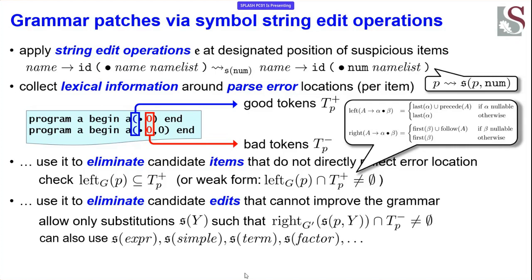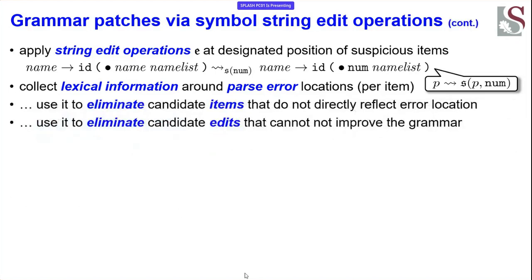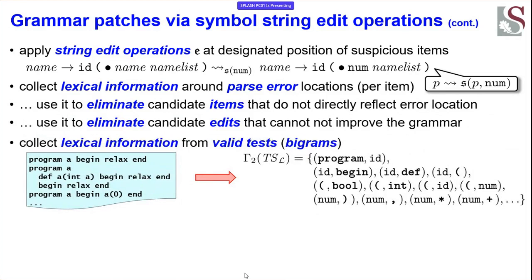So this is exploiting the information from our test cases, the lexical information around the parse errors, but we can exploit more information. We can actually use more information from the parsing tests in our test suite to restrict patches even further. So we're going to look at all pairs of tokens, all bigrams that are legal in the test suite.